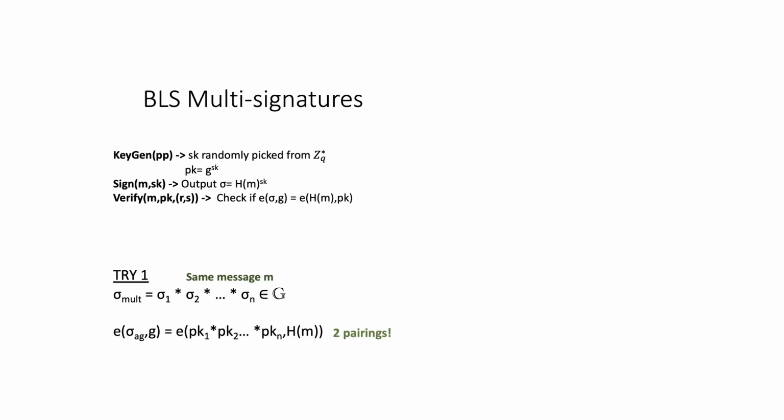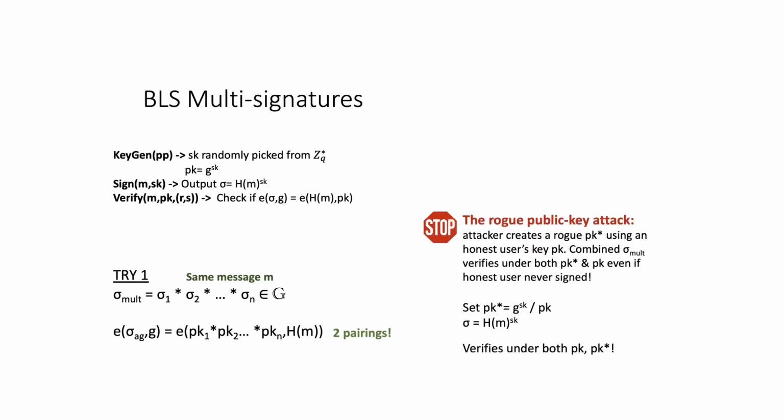So this would very nicely give you a multi-signature scheme if it worked, but unfortunately this is vulnerable. It is vulnerable to a special type of attack called the wrong public key attack. Basically, if you did BLS multi-signatures this way, it would allow an attacker to create an adversarial public key, which I'm calling the public key star, using an honest user's public key, and then frame the honest user as also signing the message, although the user never signed the message himself.